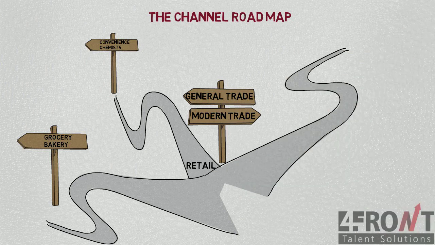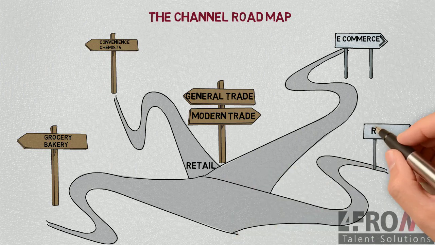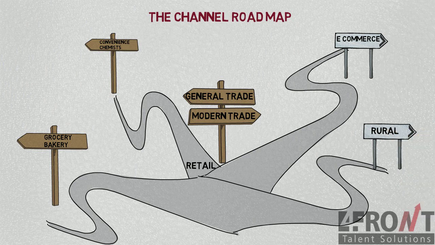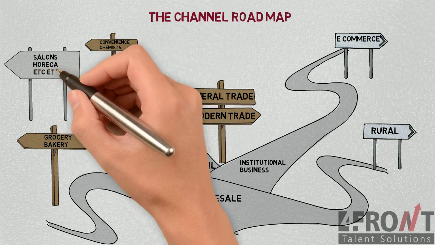Recently, the online business or e-commerce is emerging as a strong channel alternative. Similarly, in the lower population markets, the rural channel is an important channel, especially in the Indian markets. Wholesale channel can be a part of either general trade or modern trade, and we shall discuss the characteristics separately. Institutional business has its own set of characteristics. General trade can be further divided into many other channels like salons, horeca, chemists, etc.